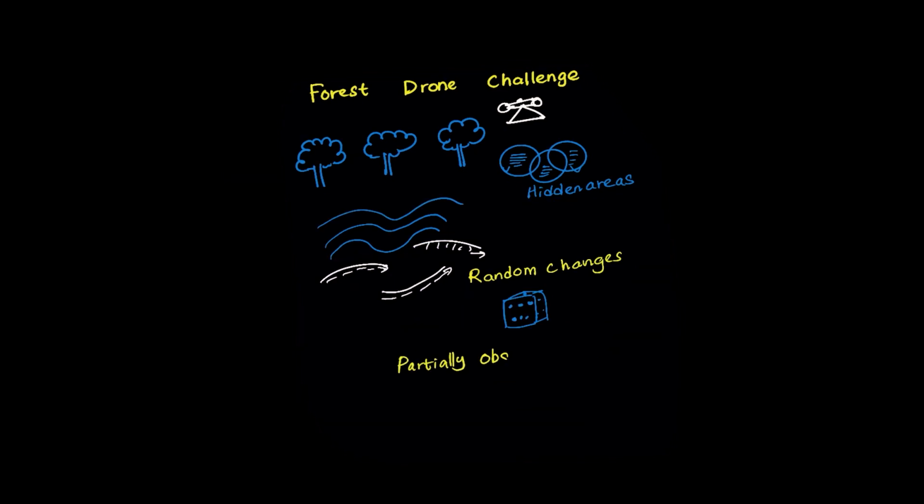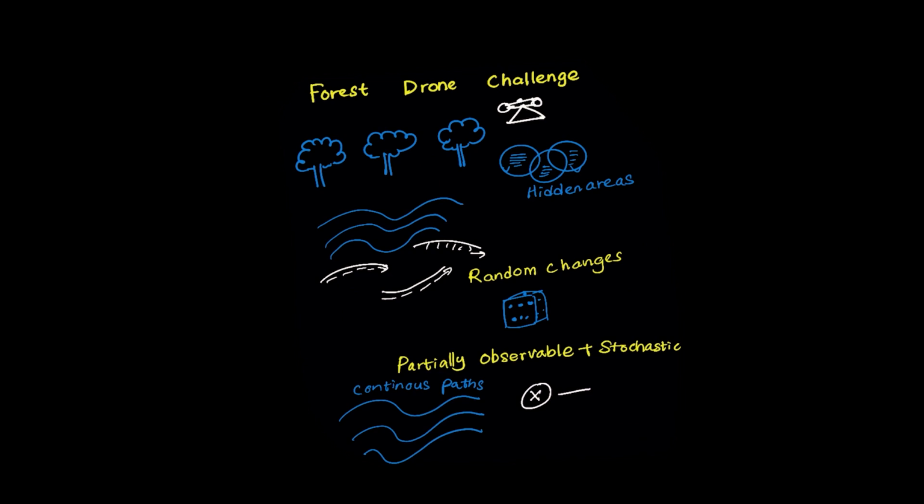It's not discrete with fixed positions, but continuous with infinite possible locations, and definitely not static as everything moves constantly. This combination makes forest navigation one of the most challenging environments for autonomous systems.